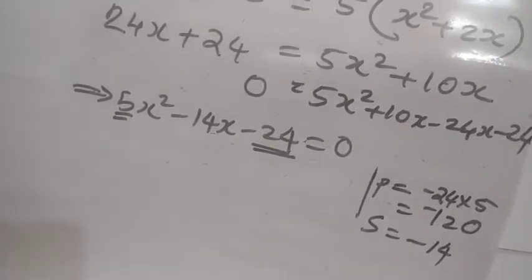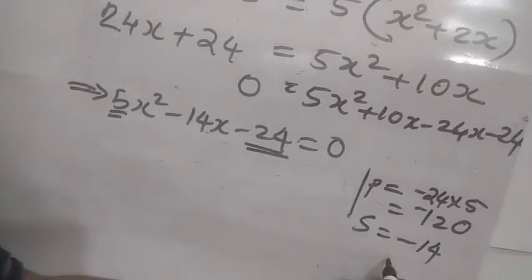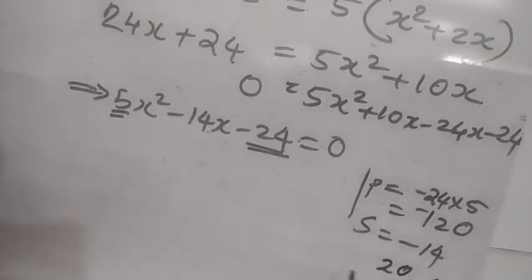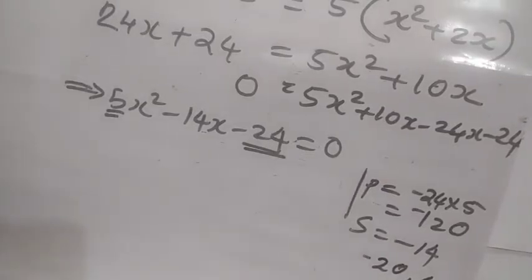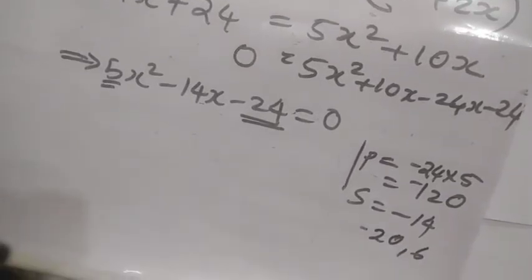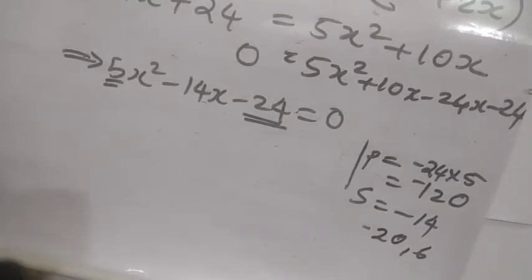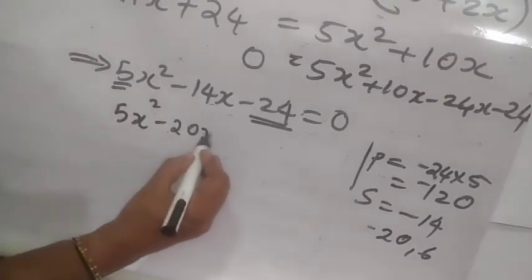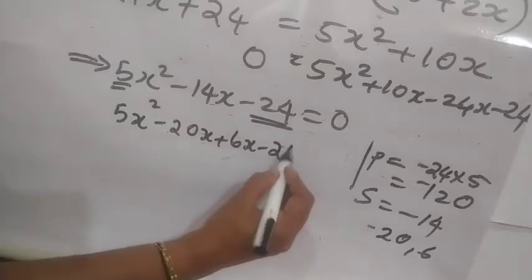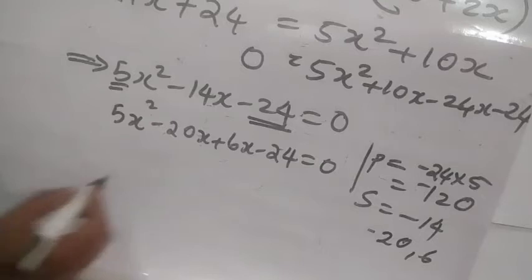Can you say which are the two numbers? Yes, they are 20 and 6. What about 20 and 6? Minus 20 and plus 6 gives the difference, minus 14. And 20 into 6 is 120, no? So these are the two numbers. 5x square minus 20x plus 6x minus 24 gives 0. 20 and 6 difference is 14.